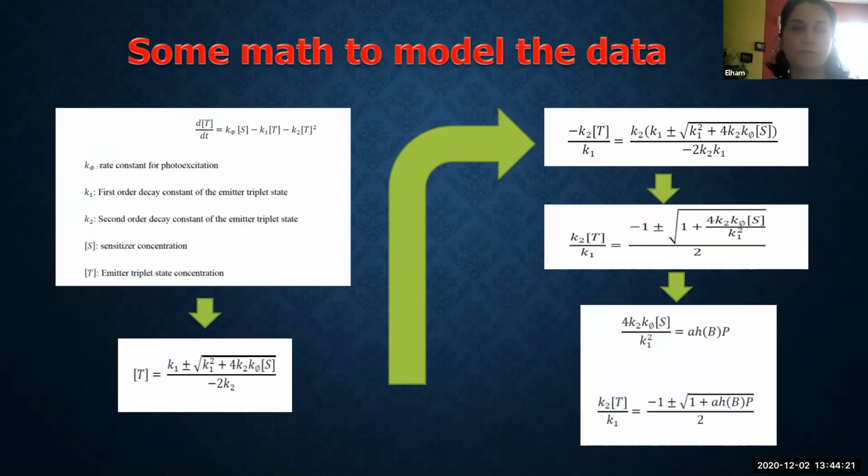For doing some modification on the Merrifield and Atkins model, we started with this well-known equation about the rate of decay of triplets. If you solve this equation, you will get the concentration of T through this equation, and then you can multiply the top and bottom part of both sides by K1 over K2 over minus K1, and get this other equation. And by some simplification, we will achieve this one, the equation at the bottom.